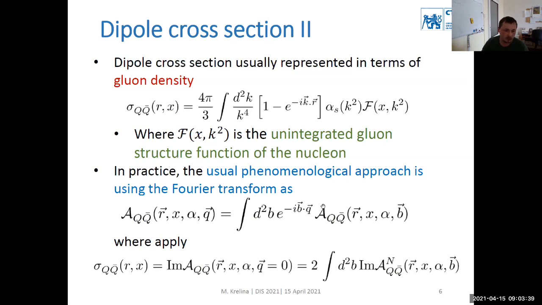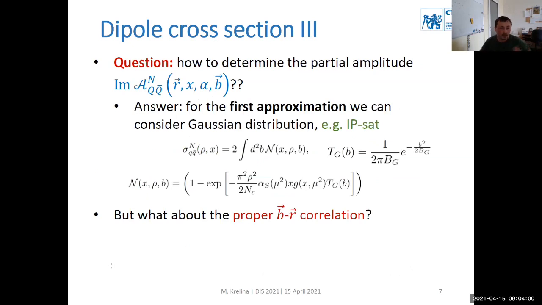So basically, what you need is some amplitude that is a function of the dipole orientation and its distance from the target. And of course, if you integrate this over b, you should get the original total dipole cross section. Okay, so now the question is how about the b dependence?